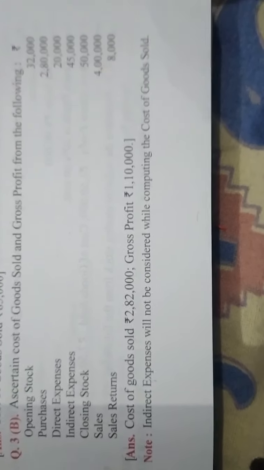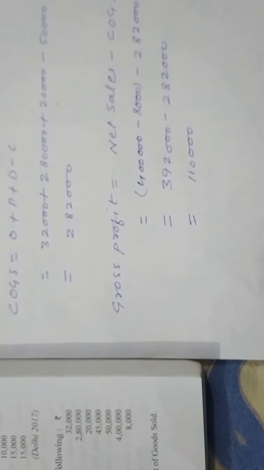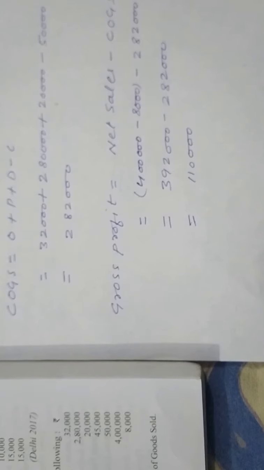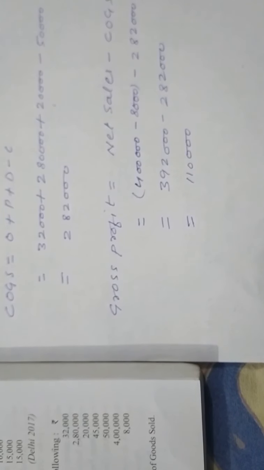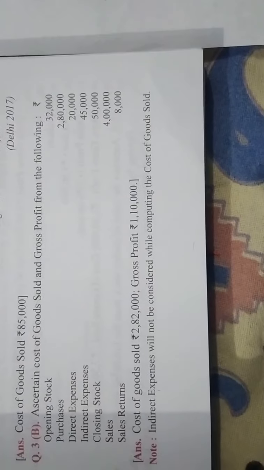Opening stock is 32,000. Look over the written portion also. Purchase is 2,80,000. Direct expense is 20,000 and the closing stock is 50,000. Let's see. You can take the screenshot of the same also. After just putting the values, we are getting the answer 2,80,000 as cost of goods sold, COGS.